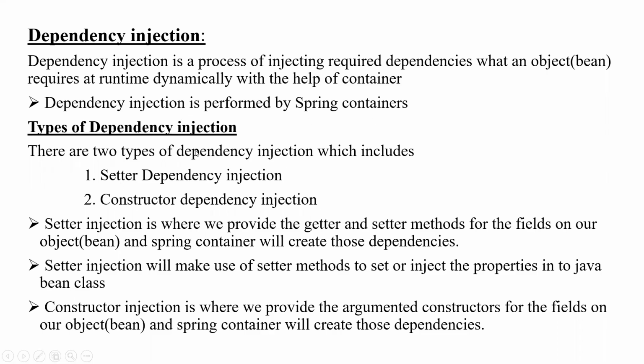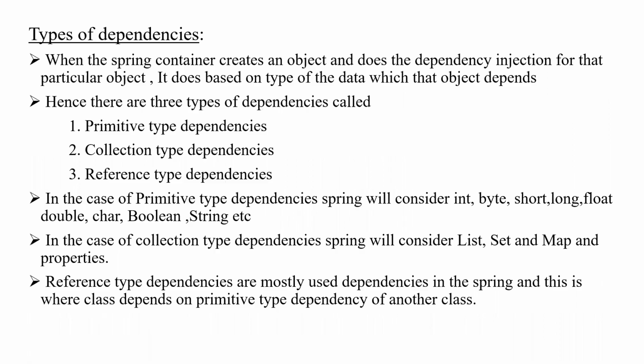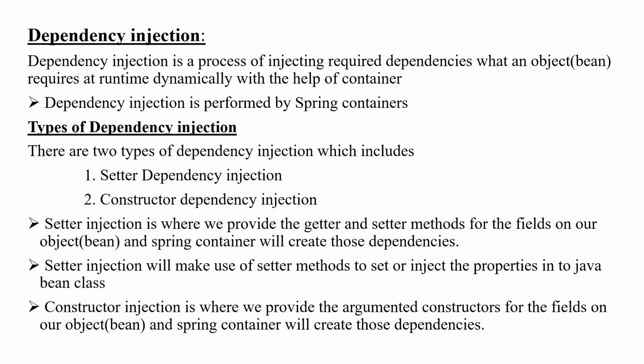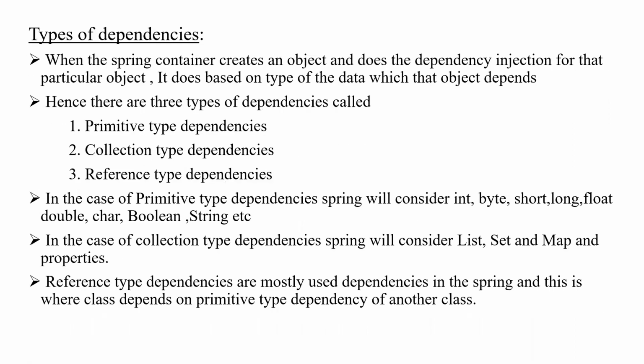Then there are two types of dependency injection: setter dependency injection and constructor dependency injection. In setter dependency injection, if you use setter methods to inject the required dependencies into the POJO class, we call it setter dependency injection. In the same way, if you use a parameterized constructor, then we call it constructor dependency injection.